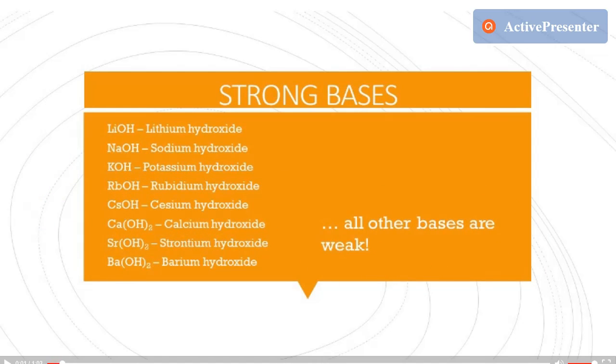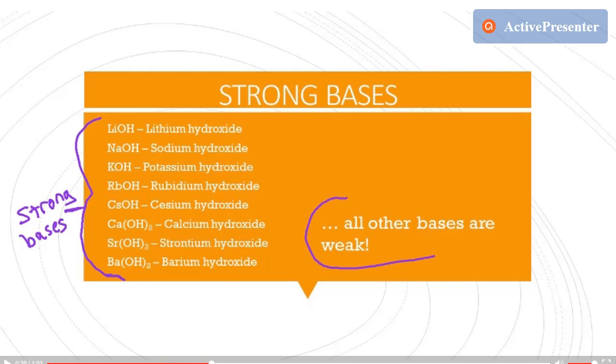Now a base, you should also have all these strong bases memorized. They give you a list of bases to memorize, but the trick is that you only have to memorize the strong ones, the strong bases, because all the other bases are weak. So if you just memorize these 8 strong bases, then you'll know that the other bases are weak.